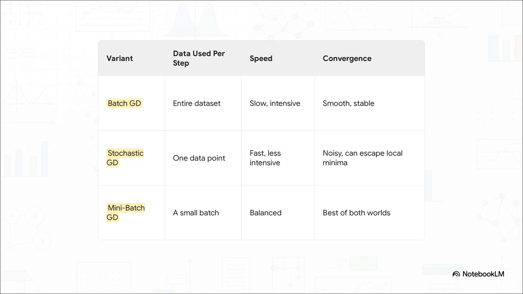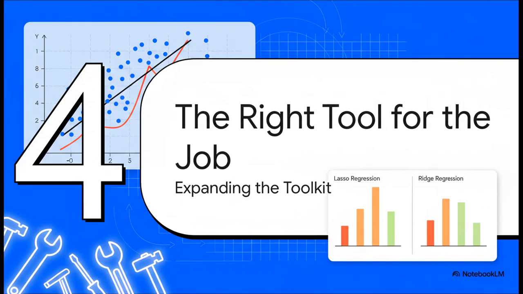It's super slow, but very steady. Then there's stochastic gradient descent, which only uses one data point at a time. It's way faster, but it kind of zigzags all over the place. For most modern applications, the winner is mini batch gradient descent. It uses a small, manageable chunk of data, giving you the best of both worlds, a great balance of speed and stability. Okay, on to Section 4, the right tool for the job.